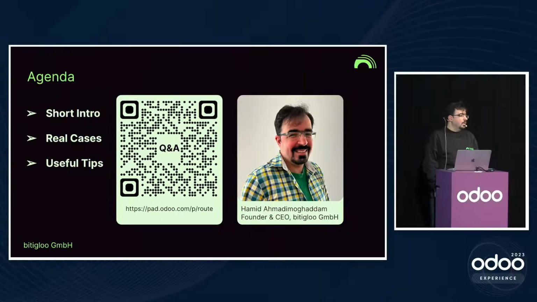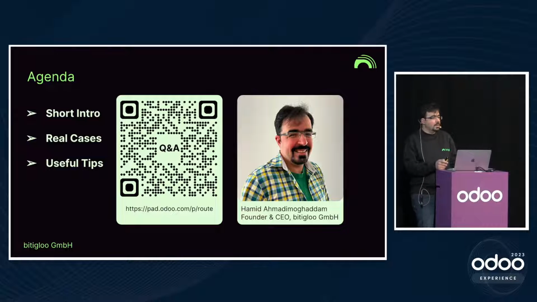I'm from BitIglo. We are an Odoo partner in Germany, and our focus is on inventory and MRP, so manufacturing. Not only these two, but also project and services, as well as accounting, German accounting.